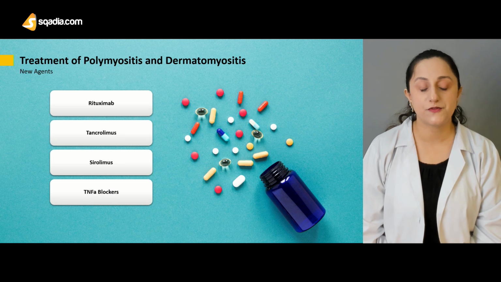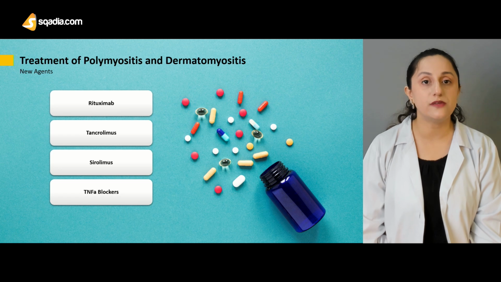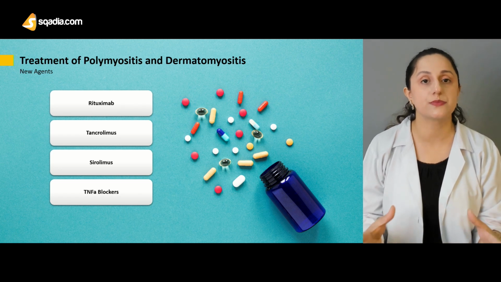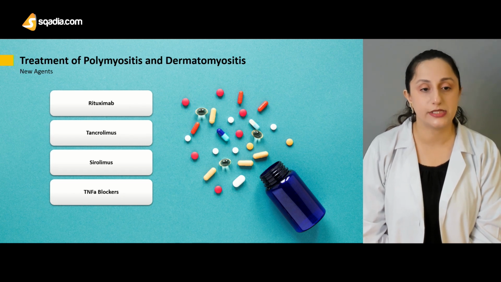We have TNF-alpha blockers. Again, we can basically block down the cascade of events right from the inflammatory response. We can start off with the TNF-alpha blockers over here.